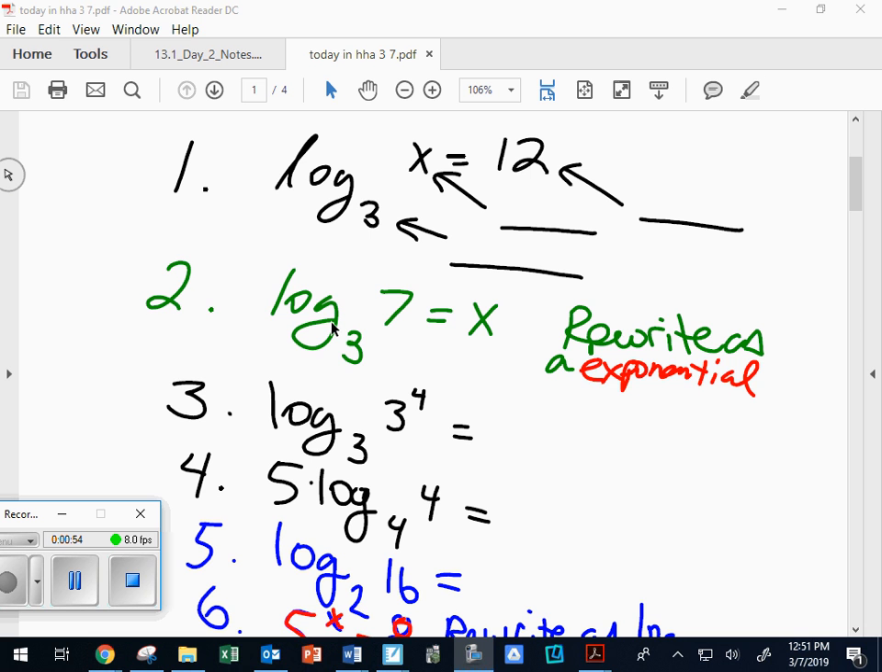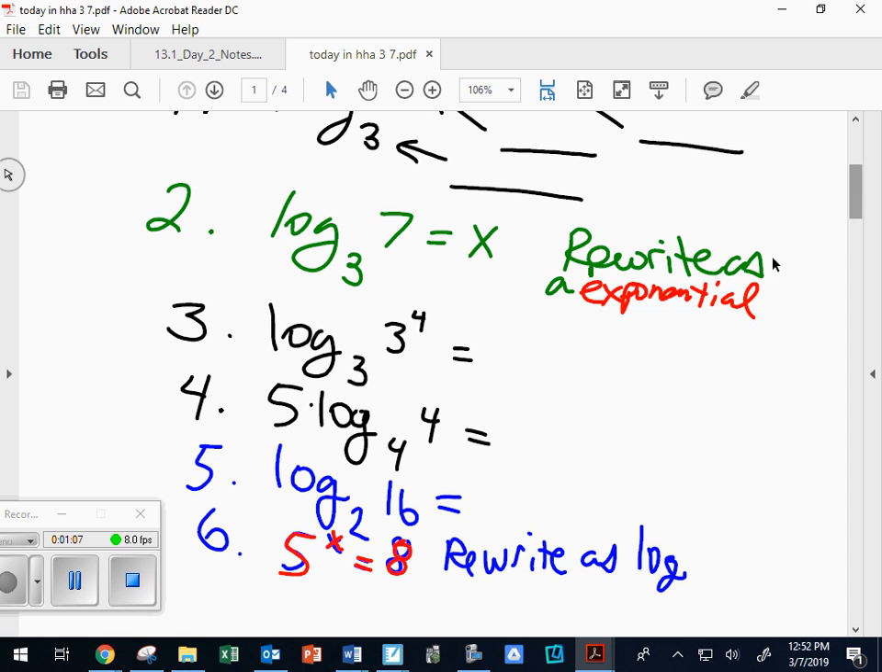Okay, number 2, it says rewrite as an exponential, because see, it's a log right now. Write it as an exponential. If you're wondering what an exponential looks like, number 6 down below here, that's an example of an exponential. 5 to the x equals 8, that's an exponential.